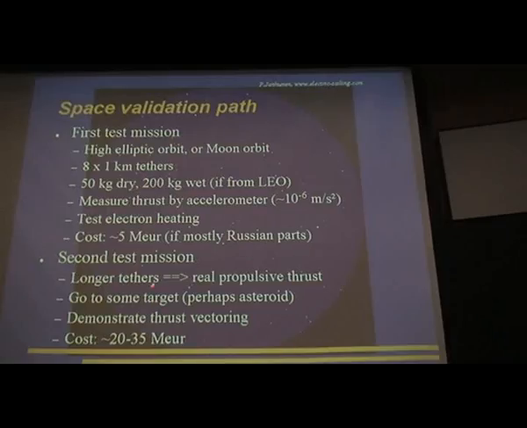And then the second test mission would be one with longer tethers, and then we would really use it for a propulsive purpose and pick some target, for example an asteroid, and then also demonstrate this flight trick, so to say. This is spin plane thrust vectoring, and the cost would of course be clearly higher here without instruments.